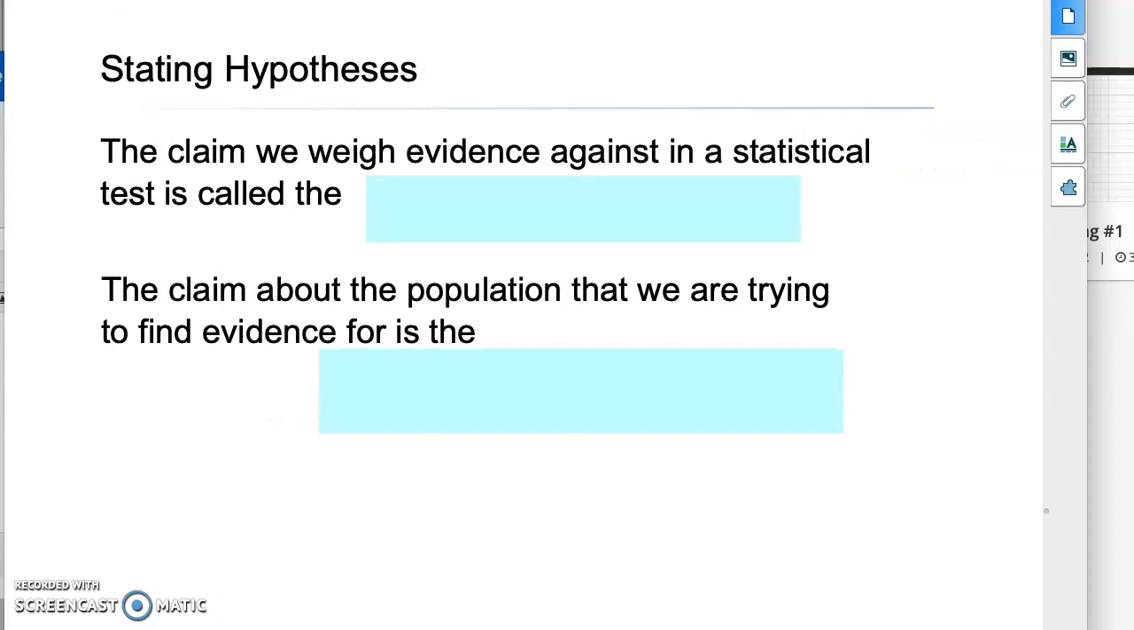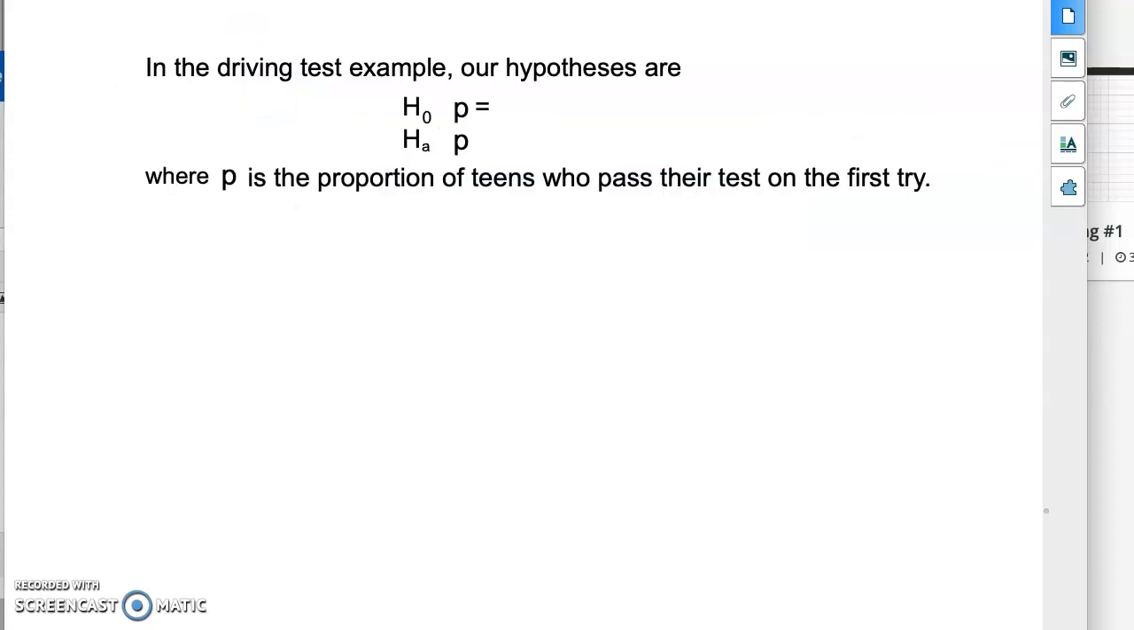I'll come back to this in a second. So the null hypothesis, p equals 0.8, and our alternative, p is less than 0.8. Okay, notice that our sample does not show up in here right now.